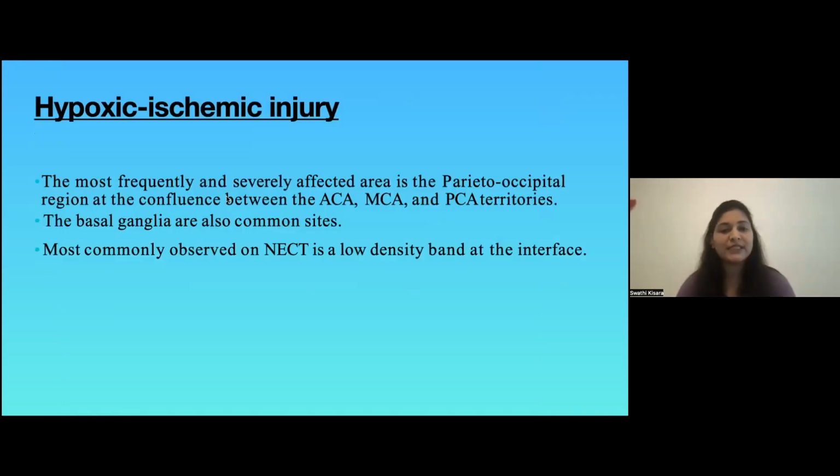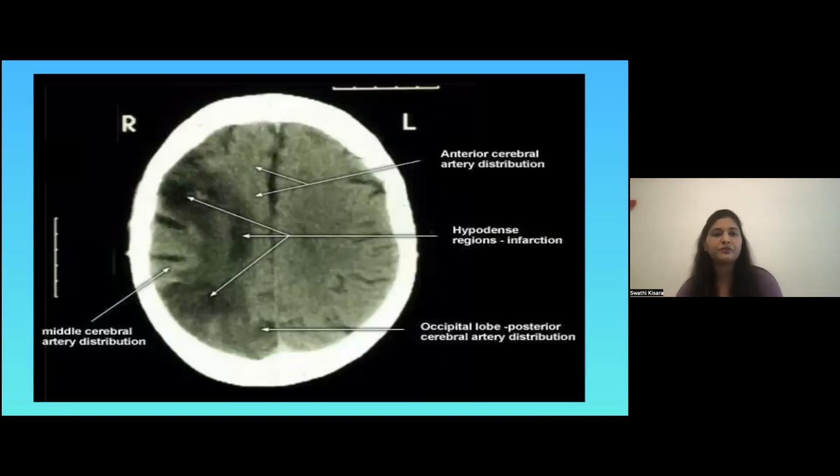The most frequently and severely affected area is the parieto-occipital region at the confluence between the ACA, MCA, and PCA territories. The basal ganglia are also some of the common sites that are involved in HIE. And the most commonly observed finding on NECT is a low-density band at the interface. So this is an axial CT image showing a hypodense area on the right side at the interfaces at the junction of the ACA, MCA, and the PCA territories.